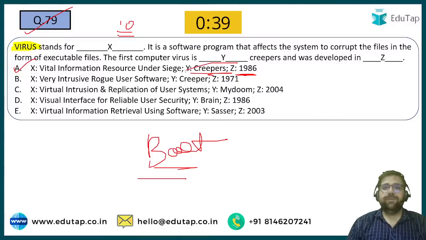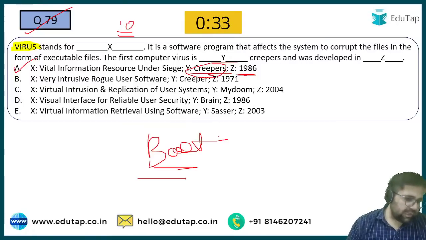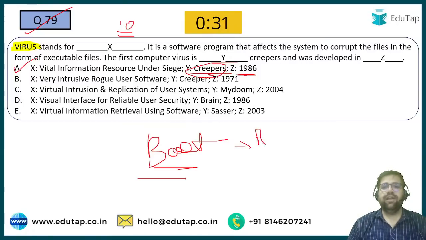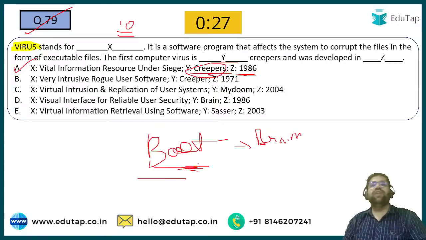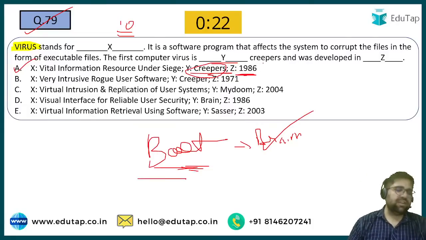First virus was creepers. I agree. Trojan horse. No. Trojan horse was not the first. Yes, very good, Sanika. It was brain virus. So the first boot virus, something which is affecting your booting, then your answer will be brain virus. But generally, if I ask you which is the first virus, then your answer will be creepers.